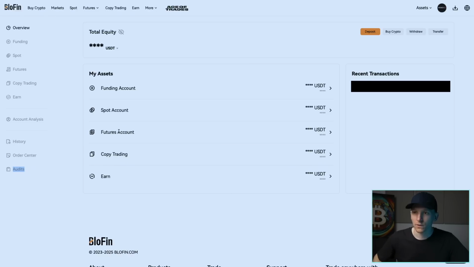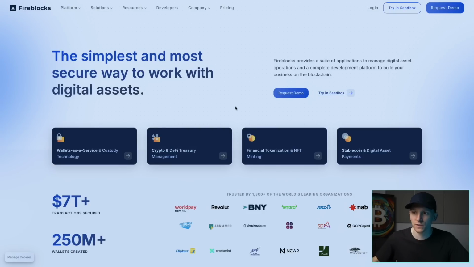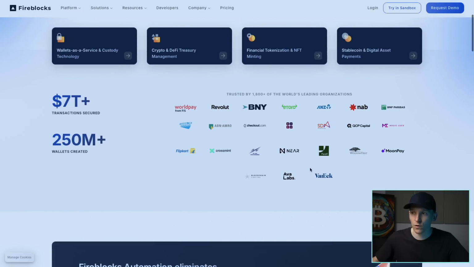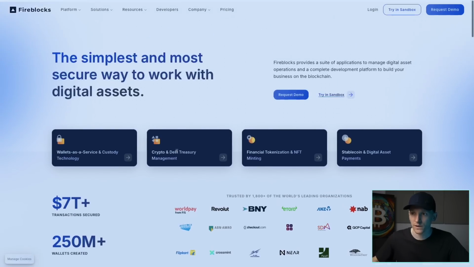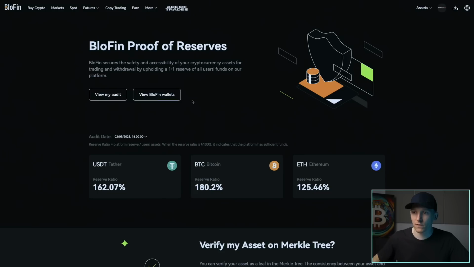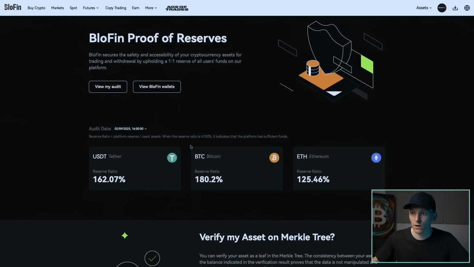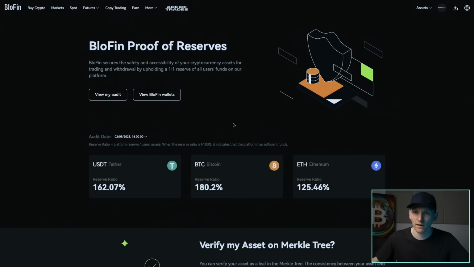Now, Blofin use Fireblocks for custody, which are a huge custodian. They custody assets for, as you can see, many of the top exchanges and other types of business, which is good to know. So they have some security there. And then they also do proof of reserves as well, as you can see. So their ratios are well over 100% for all of their assets. I wouldn't trade on an exchange without that, to be honest. So they do have it. You can go ahead and see this in your account as well.